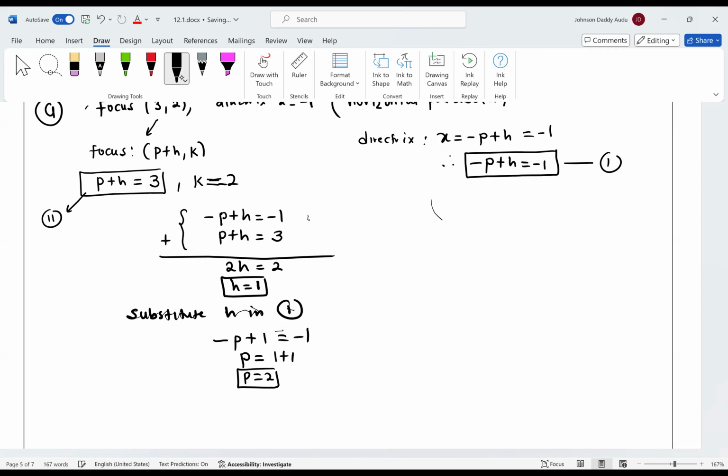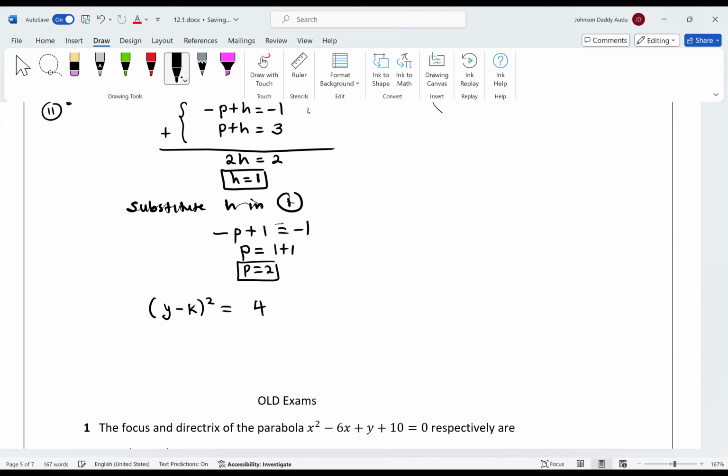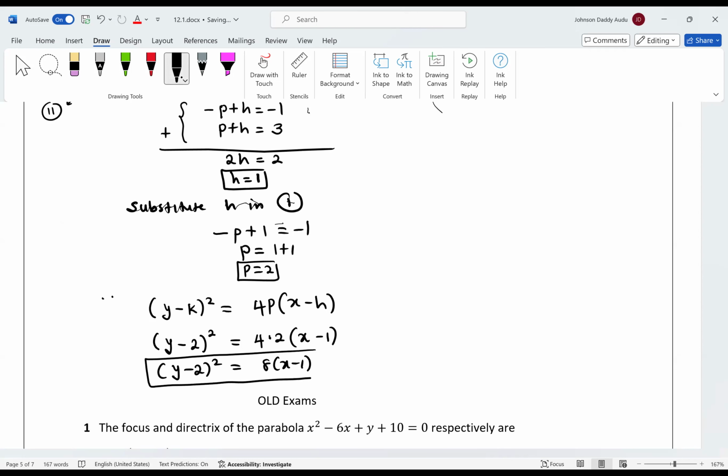Now that we have the value of p and the value of h, we can just write it in our equation. So we have (y minus k) squared is equal to 4p(x minus h), right? So this is just (y minus 2) squared is equal to 4 times 2 and (x minus 1), which is h. So you end up having this equation, 8(x minus 1).